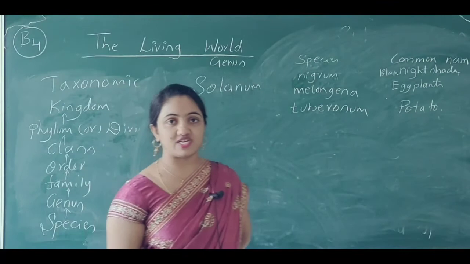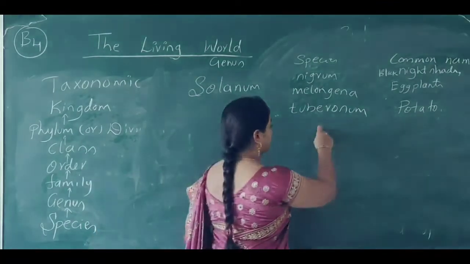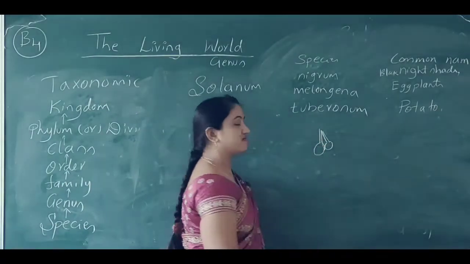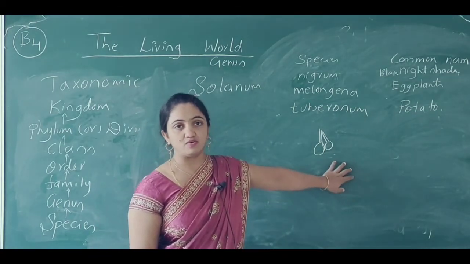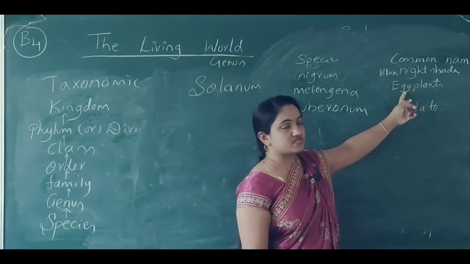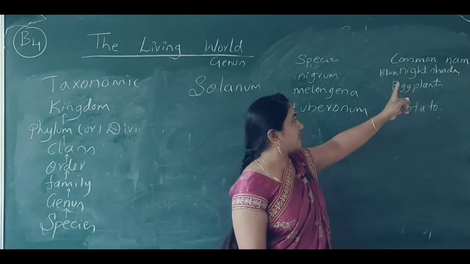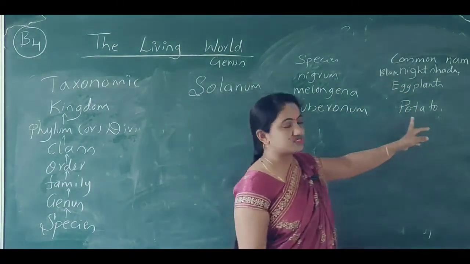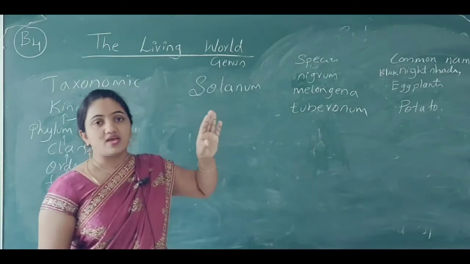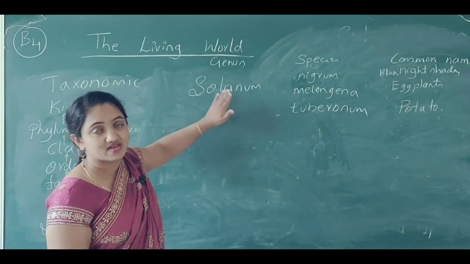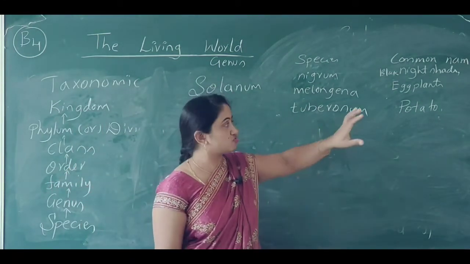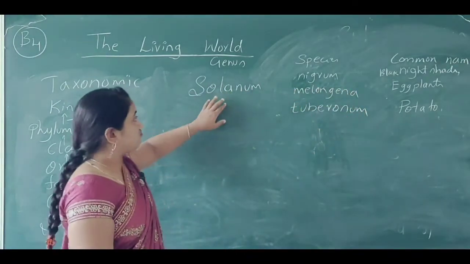What is black nightshade? These are the plants which bear this type of fruit. These fruits are of high economic importance. They have high medicinal value. And Solanum melongena, this is the scientific name for brinjal, eggplant. Solanum tuberosum, just now we talked about this, the potato. So the potato and brinjal have a common genus, Solanum. How come? On what basis have they put those different species into one genus?